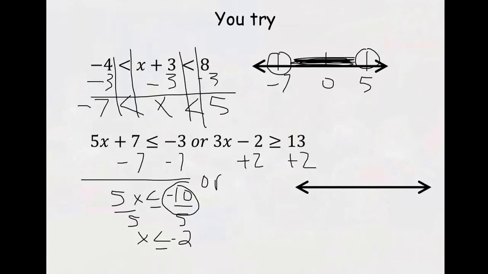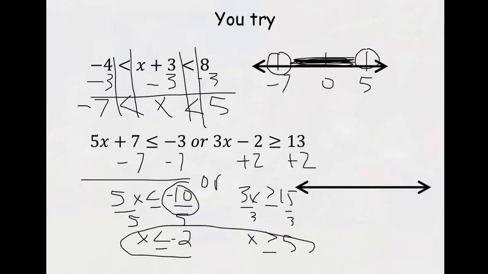This next problem, we're going to add 2 to both sides. We get 3x is greater than or equal to 15. Divide both sides by 3, and we get x is greater than or equal to 5. So these two parts are a solution to this compound inequality.